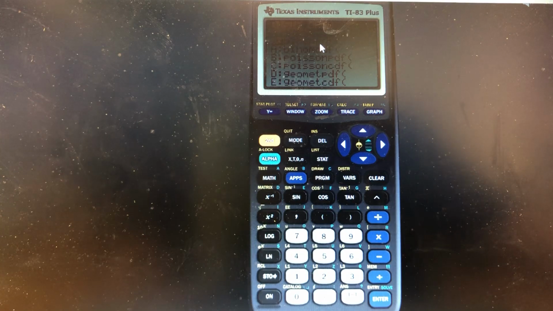There's a binomPDF and there's a binomCDF. We're going to get to CDF in a minute. You pick PDF when you're doing one case only. All I'm doing is the case of probability of 6 only. But if it was greater than 6 or less than 6, then I would use CDF.